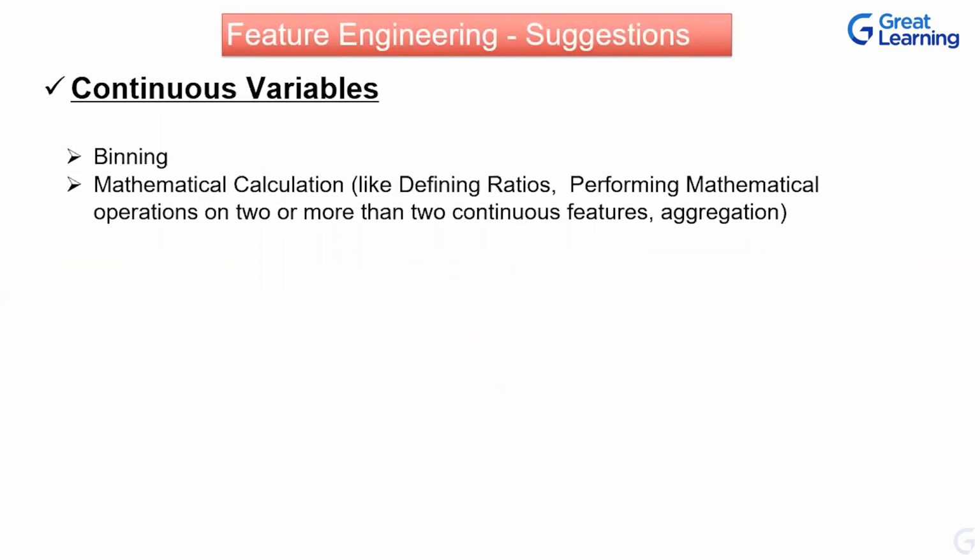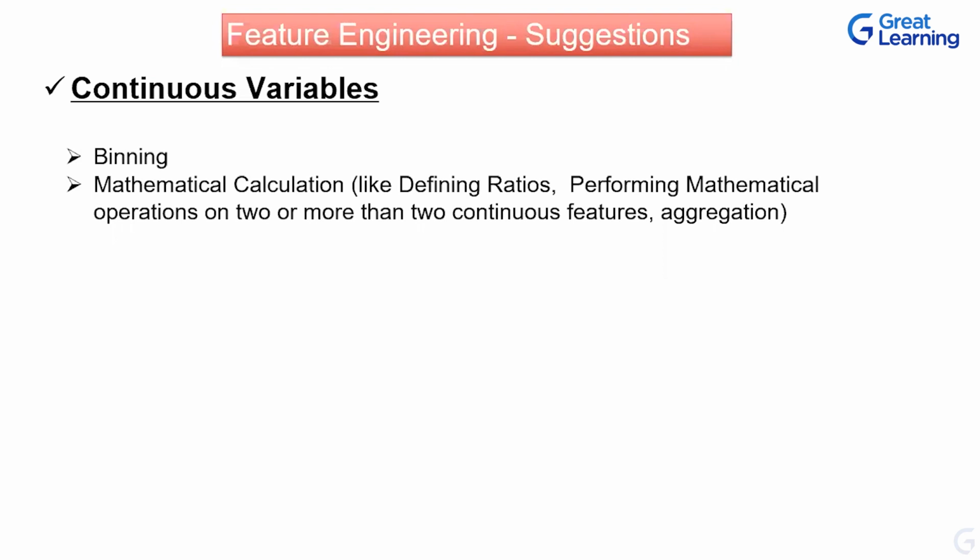Some of the suggestions which I'm sharing with you, based on the type of a feature, are a limited list. It doesn't just end here, but this will probably give you an idea, when you're looking at a data set, of what kind of feature engineering is possible. For a continuous variable, one of the most important things we try is binning. We try to convert a continuous variable into a categorical variable by doing binning.